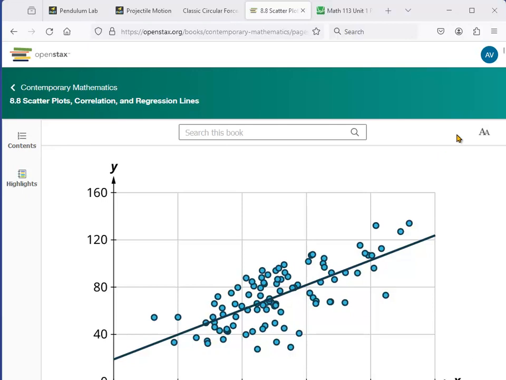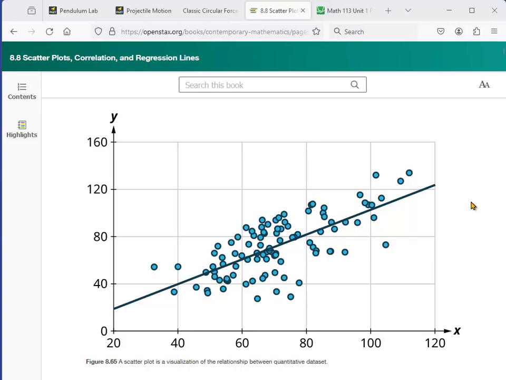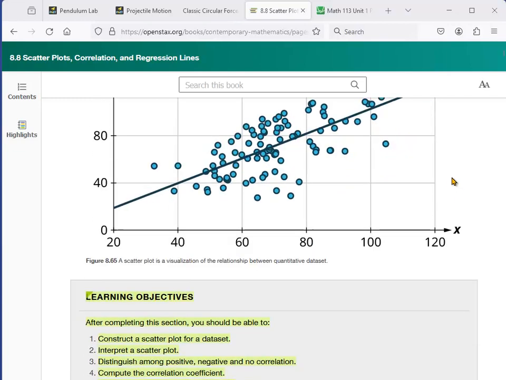This is, as the title suggests, scatter plots, correlation, and regression lines. And that's what we have in front of us, a set of data with an x and y input, the independent variable versus the dependent variable. And then we plot them and we see a relationship and we put a line or a curve through it. So that's what this one is about.